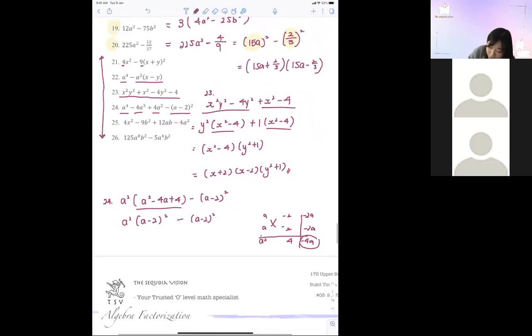And now I have formed a common bracket. So we can take out the common bracket, a minus 2 whole thing square. We left with a square. You take out yourself, we left with 1. This one, bracket square, there's no way you can split it. Keep it in the factorized form, don't touch. Next one, a square minus 1 is a square minus b square. So a plus 1, a minus 1.